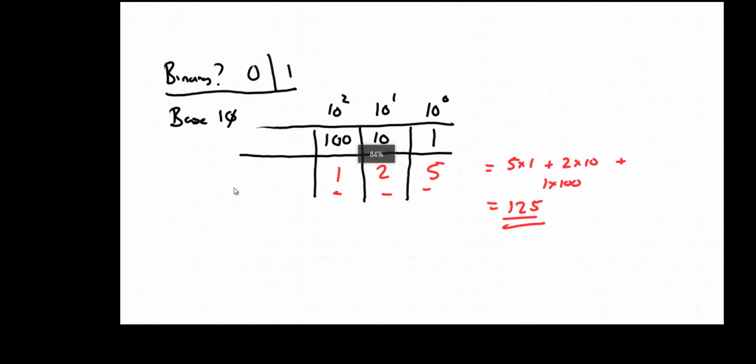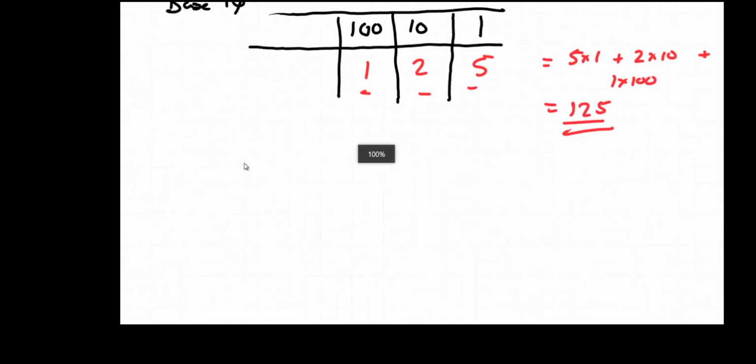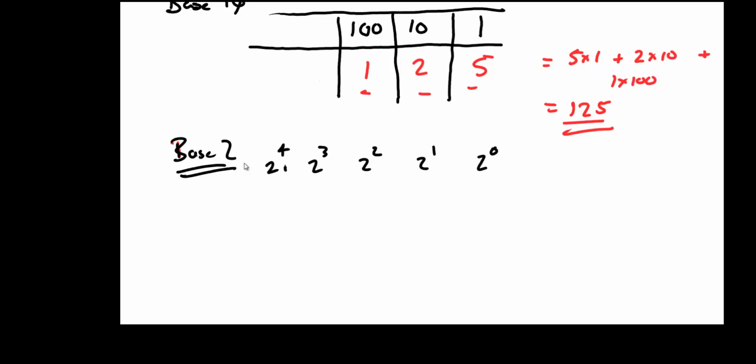Now in binary, we have a slightly different approach. So in base 2, we can only use 0 and 1. So our column headings slightly change. We're now working in base 2, and therefore the columns become 2 to the 0, 2 to the 1, 2 to the 2, 2 to the 3, 2 to the 4, and etc.